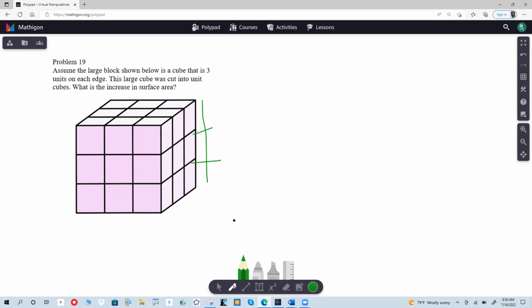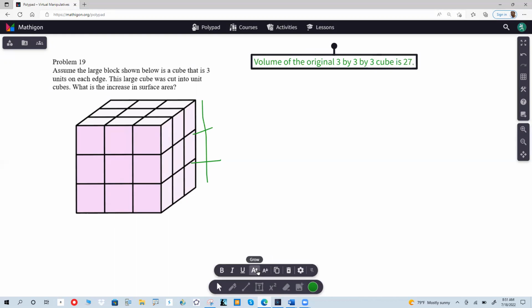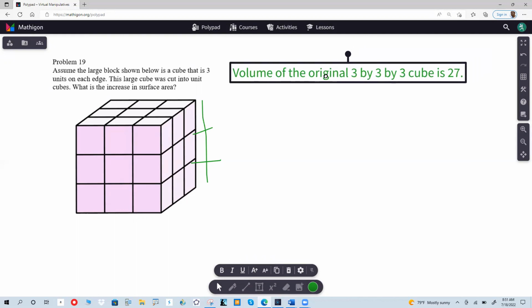So we'll have to be a little patient. What we're going to do is try to find the volume of this solid, and we'll write it nicely. We'll say volume of the original 3 by 3 by 3 cube is, of course, 3 times 3 times 3, which is 27. I'm not going to worry about the unit. I like to put my unit in the final answer. Now, that piece of information comes in very handy.